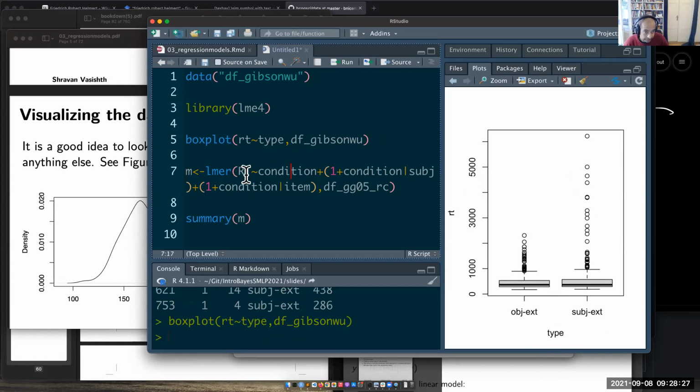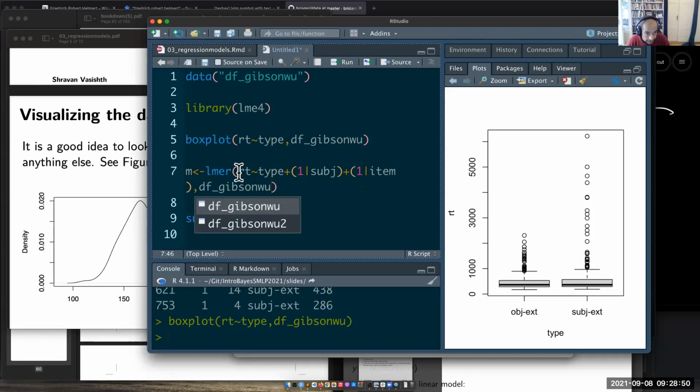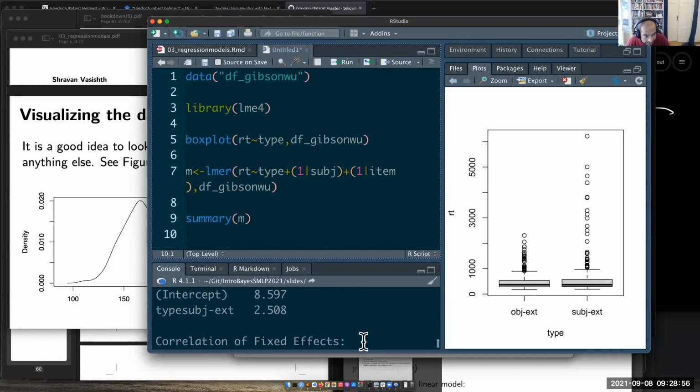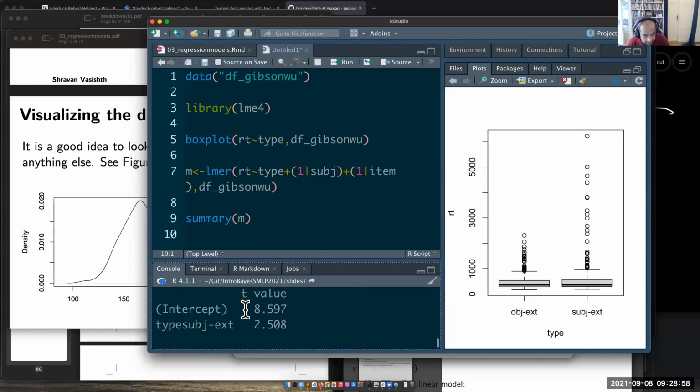So if you fit this model, let me just do this, RT by type, right? So I'm going to drop the varying slopes for the moment. Just drop the varying slopes. And I'm going to fit this model. It's a bit simple. Right? And so if I fit this model, I get a nice significant effect. Yeah, 2.5 T value. Super cool significant effect.